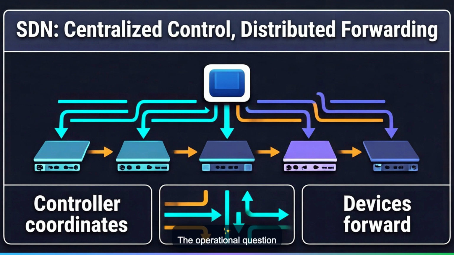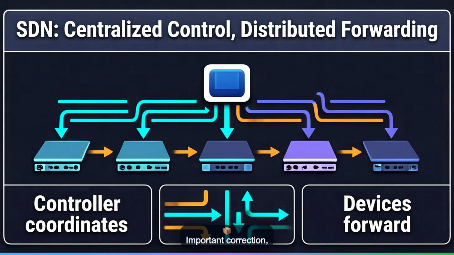The operational question becomes, can we express the desired outcome once and have a system consistently translate it across the network? Software-defined networking, or SDN, moves some or all control plane intelligence into one or more controllers, with a broader network view. Applications send requirements to the controller. The controller calculates policy and distributes instructions.